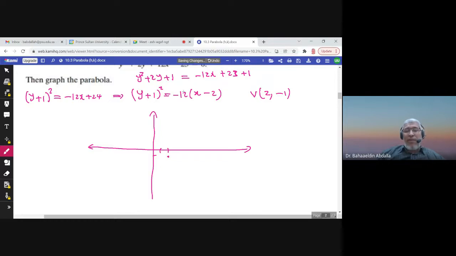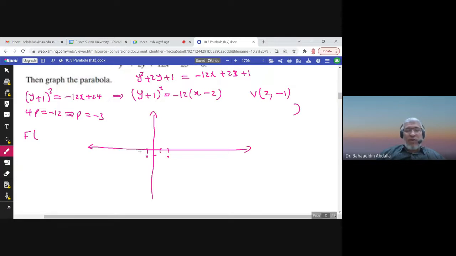And negative 12 is 4p. So p is negative 3. And it's y square, so it should open right or left, but p is negative, so it will open to the left. So the graph opens to the left. And absolute value of p is 3, so I go 3 units to the left, and I'll have the focus.